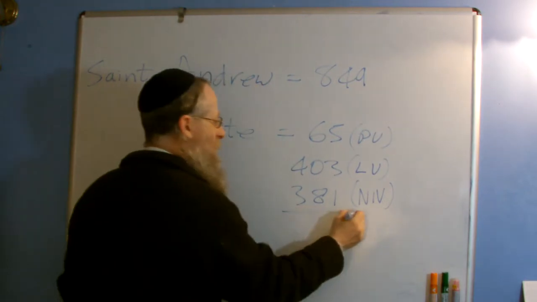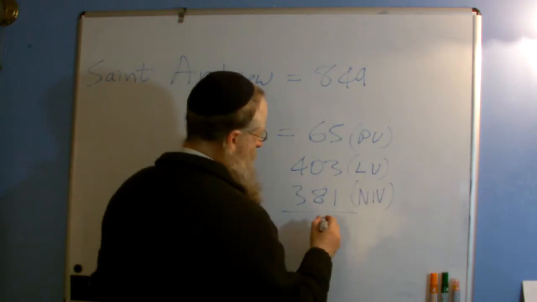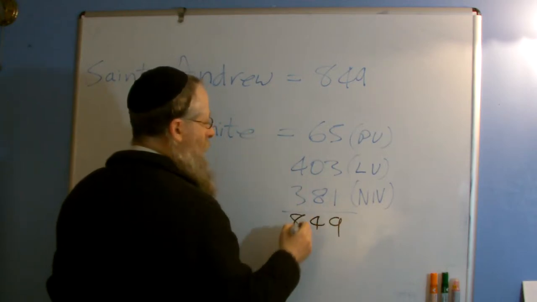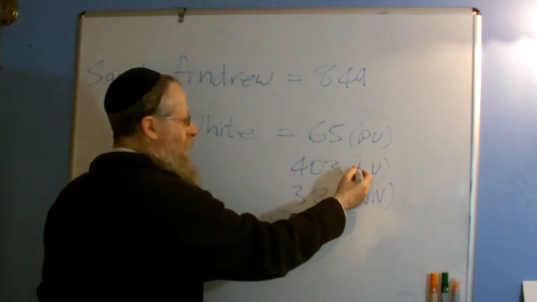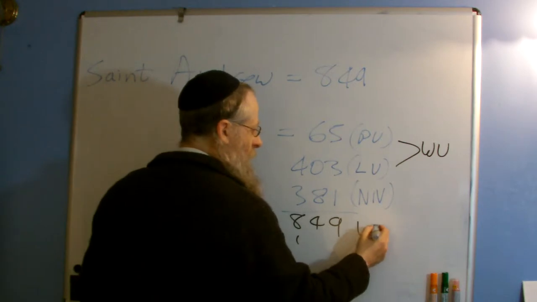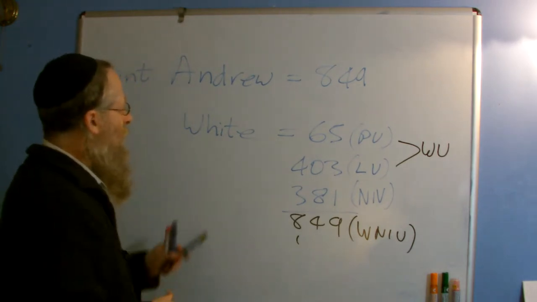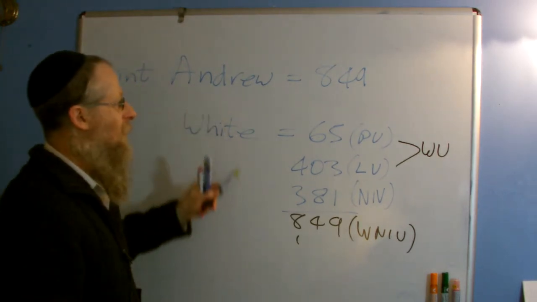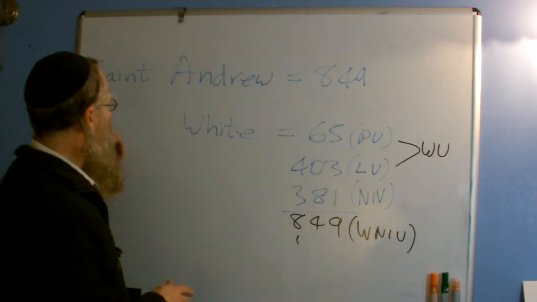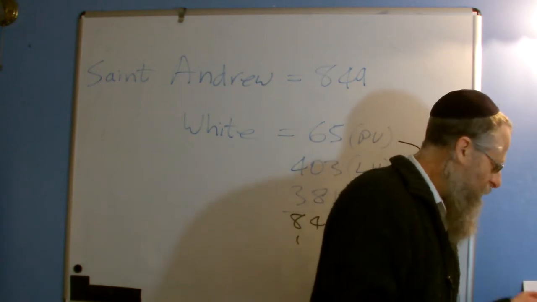So now I've got three values, and I'm going to add those together, and I'm going to get 9, 6 and 8 is 14, 4 and 3 is 7, plus 1 is 8, 849. Now, because the placement value and the large value together gives what I call the whole value, I call this the WNIV value. It's a combination of three, and it's showing the relationship between white and St. Andrew. So we have one direct relationship, Andrew and white is both 65, and we have another for St. Andrew, colour white comes in again.